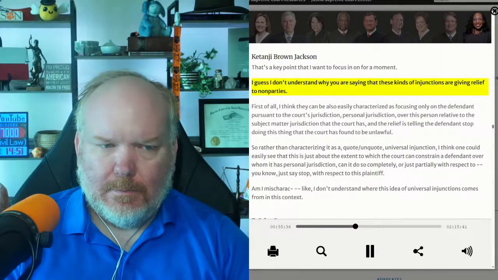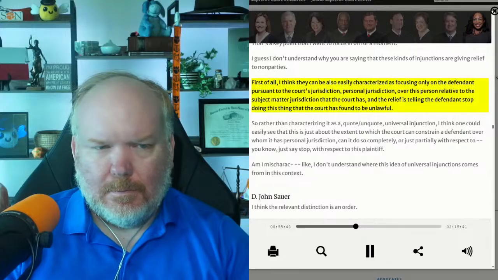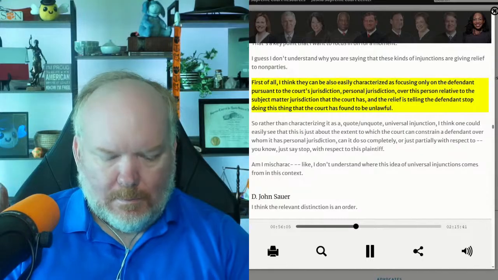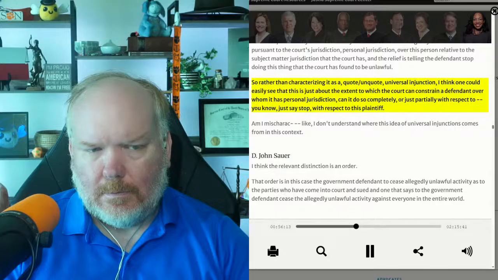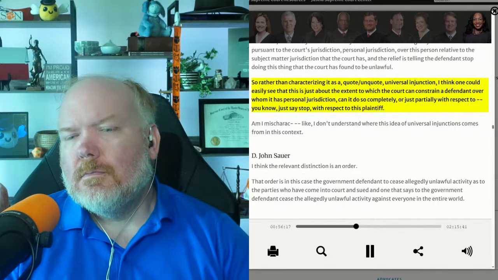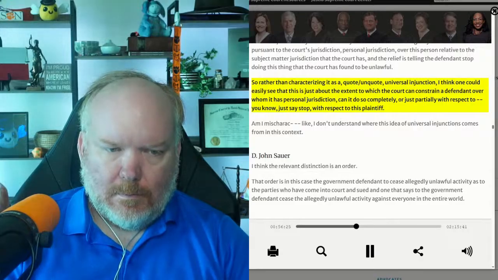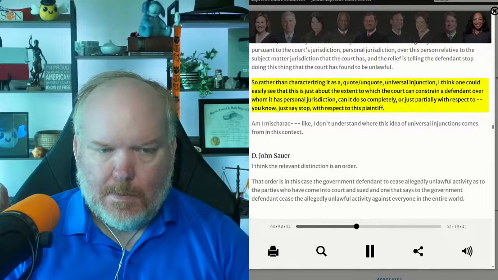That's a key point that I want to focus in on for a moment. I guess I don't understand why you are saying that these kinds of injunctions are giving relief to non-parties. First of all, I think they can be also easily characterized as focusing only on the defendant pursuant to the court's jurisdiction, personal jurisdiction over this person relative to the subject matter jurisdiction that the court has, and the relief is telling the defendant, stop doing this thing that the court has found to be unlawful. So rather than characterizing it as a quote-unquote universal injunction, I think one could easily see that this is just about the extent to which the court can constrain a defendant over whom it has personal jurisdiction. Can it do so completely or just partially with respect to, just say stop with respect to this plaintiff?